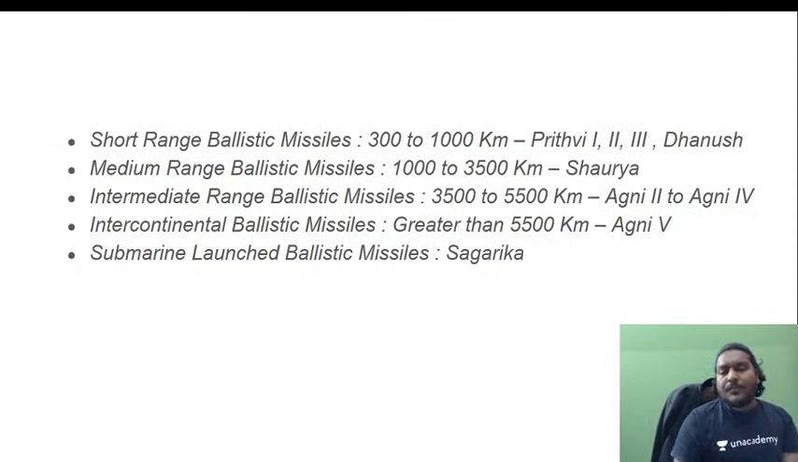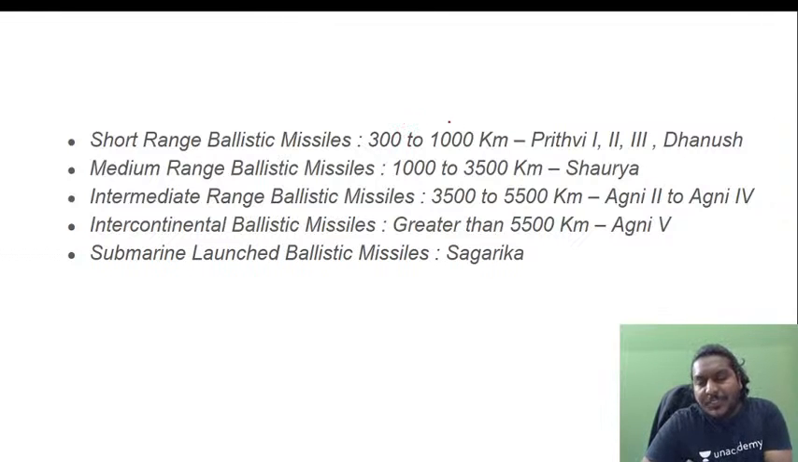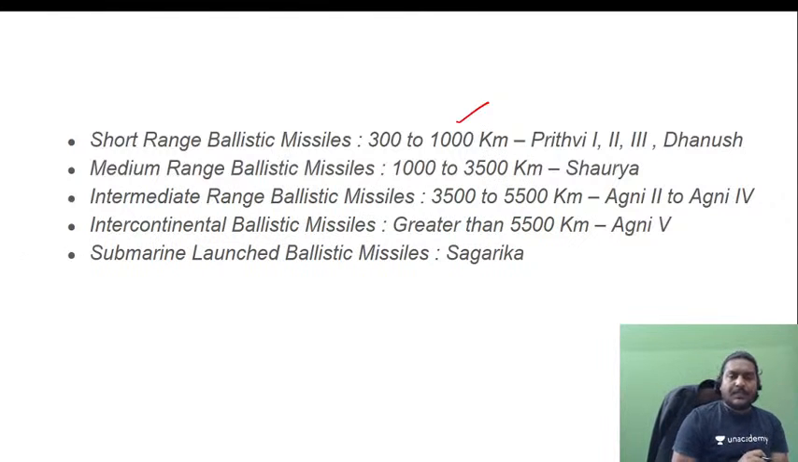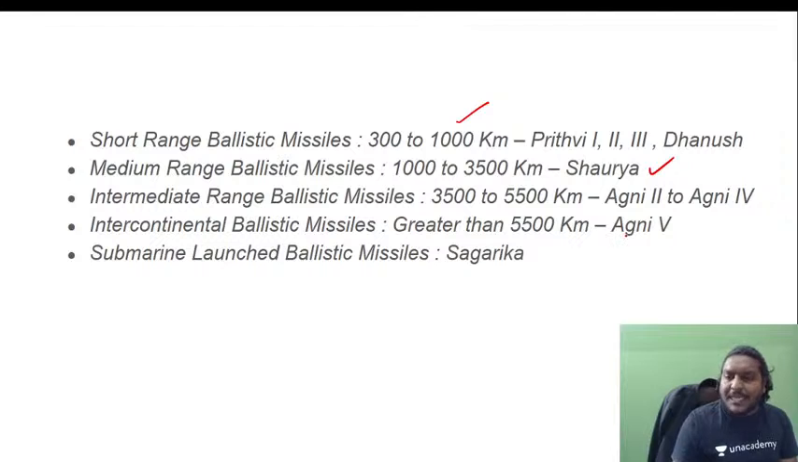So I would just show you some ballistic missiles that we have. We will have a discussion on all of them as we go further. For example, the short range ballistic missiles are those which could be helpful for us to attacking between 300 kilometers to 1000 kilometers range. The examples are Prithvi 1, 2, 3 and Dhanush. Then we have medium range 1000 to 3500, we call them as Shaurya. Intermediate range 3500 to 5500, like Agni 2, 3 and 4. And intercontinental is something beyond 5500 kilometers, that is Agni 5.